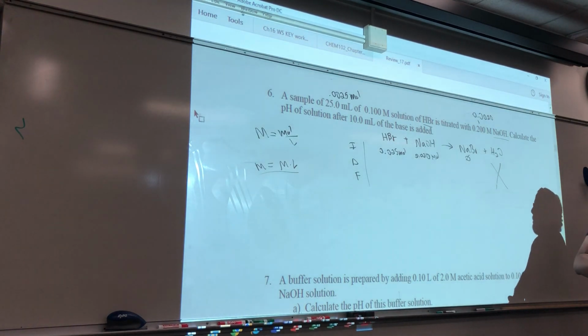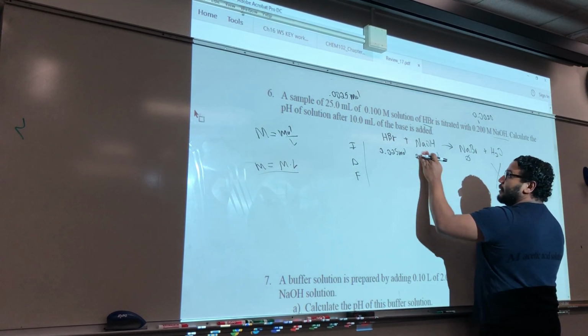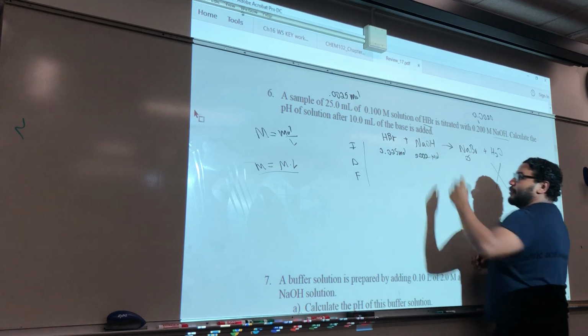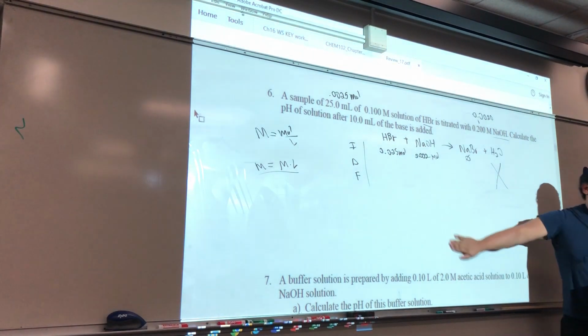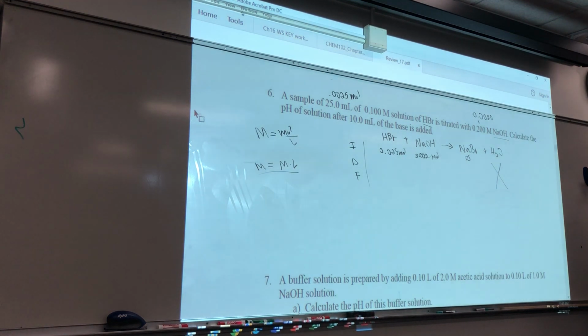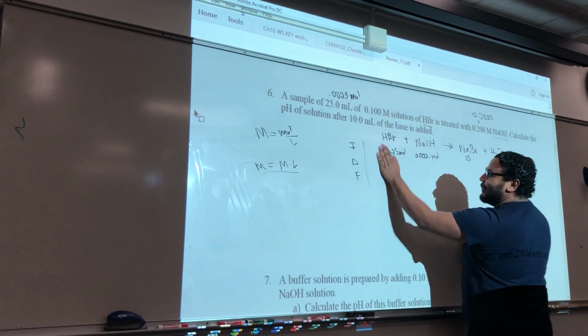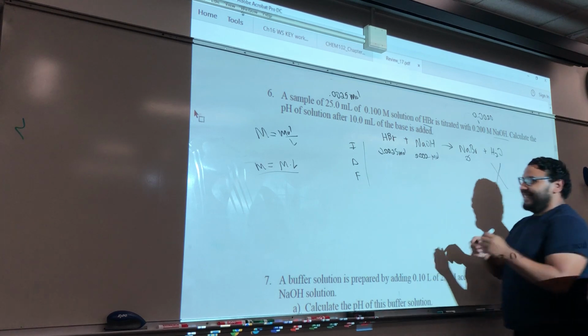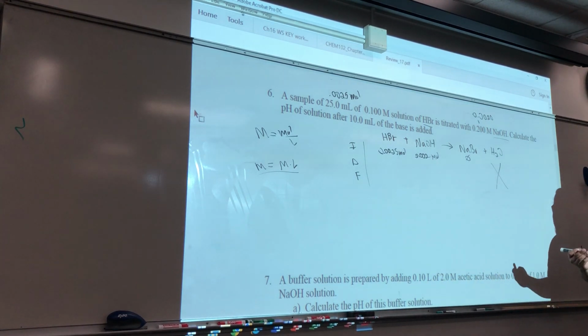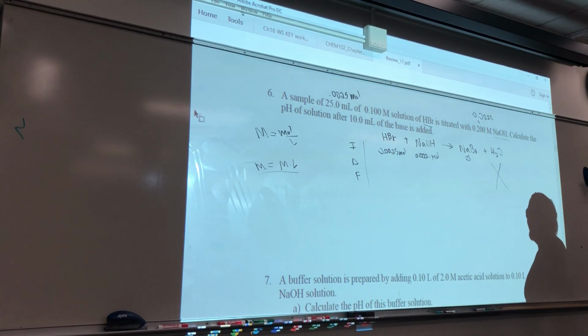0.0025 comes from multiplying 0.1. Okay, so we need to identify our limiting reactant, right? Is it the same thing, 0.0025? Oh, sorry, yeah, it's the same, my bad. That's why millimoles are better sometimes. It literally would have been 2 and 5 and 2 and 25.